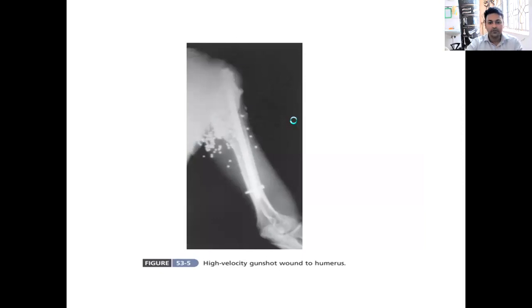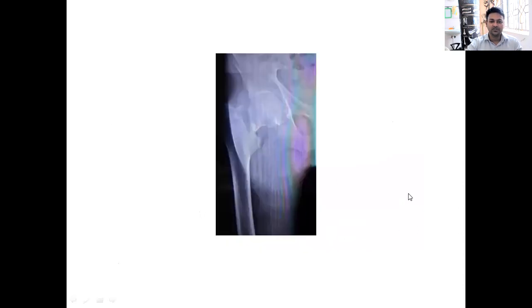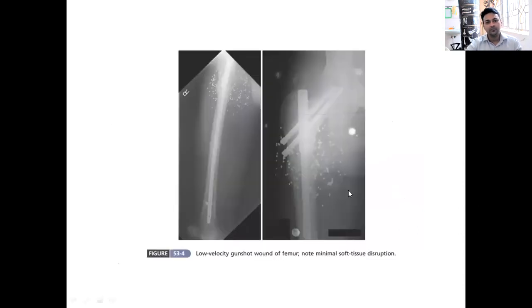in the wound. Low velocity injuries are fractures sustained as a result of mild trauma forces, as in a fall. There is little associated soft tissue injury, and hence these fractures often heal predictably. Lately, there is a change in the pattern of fractures due to a shift from low velocity to high velocity injuries, with more complex fractures which are difficult to treat. Again, a gunshot injury with the pellets seen.